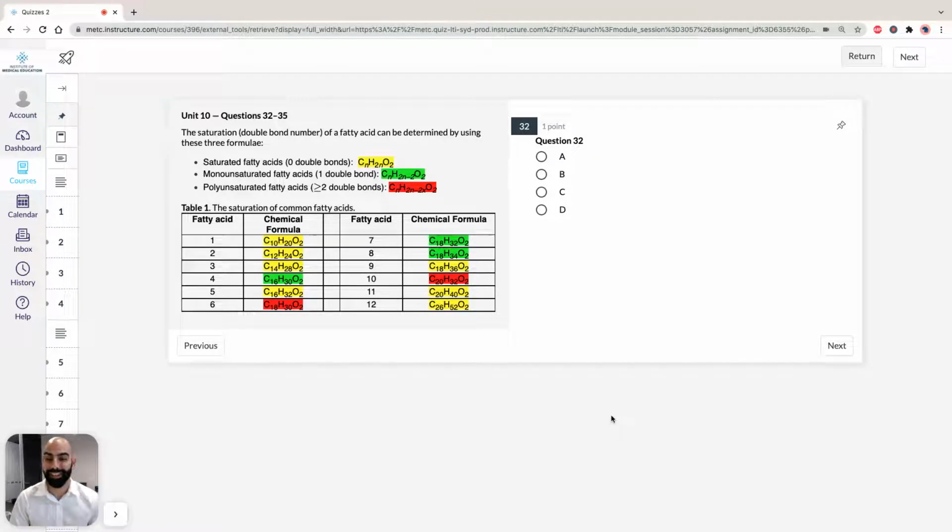Hi, I'm Hassan, the lecturer here at the Institute of Medical Education, and today we're going to take a look at solutions to Section 3 of ACER's GAMSAT Green Booklet, Practice Test 1, specifically Unit 10, questions 32 to 35.